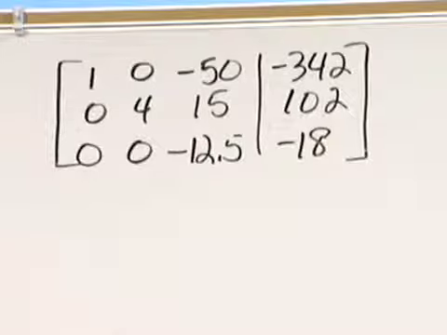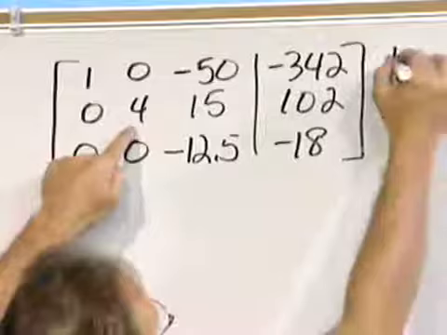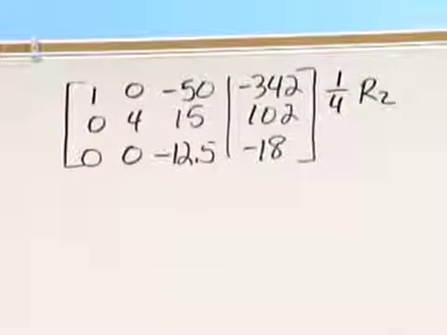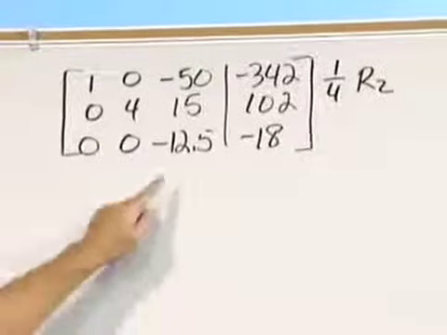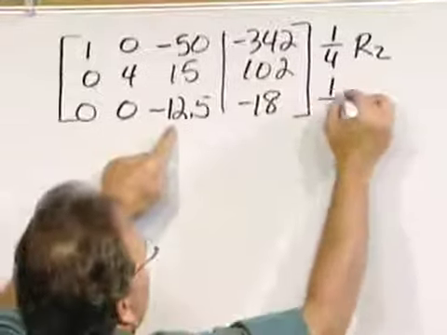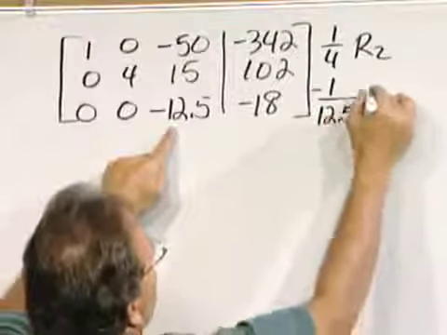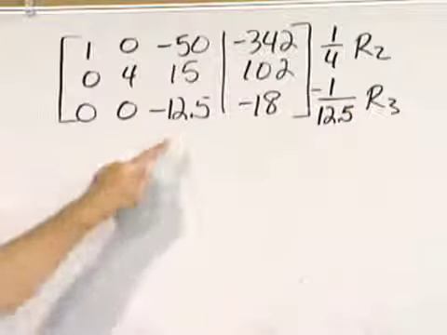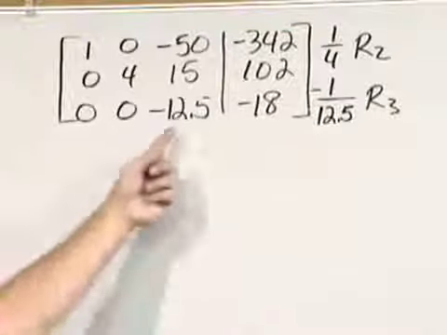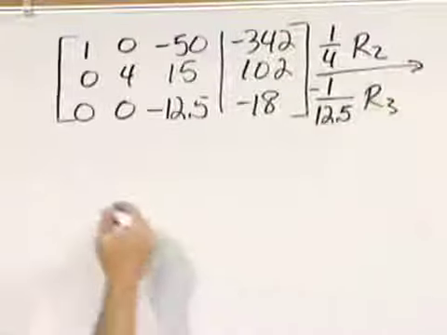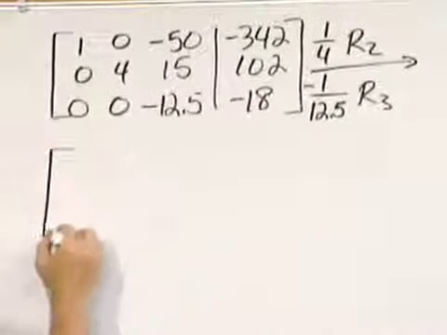Our next operation will be, we're going to take row number 2 and multiply it by 1/4, which will then create the 1 in that position. At the same time, we'll take row number 3 and multiply by negative 1 over 12.5, and that would create the 1 in this position. So let's do those operations and write our resulting matrix.